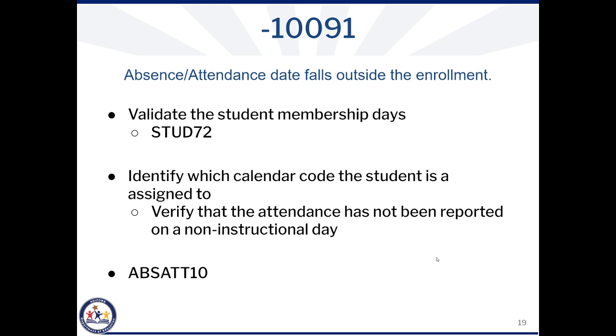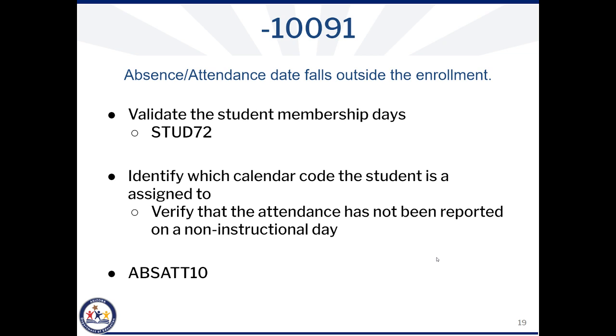So here's the one I was talking about, the repeat offender, the 10091: absence or attendance falls outside of the enrollment. Unfortunately, we do see this a lot. You want to first start off by validating the student membership on the STUD 72. I should mention that the STUD 72 only shows attendance within the reported membership.